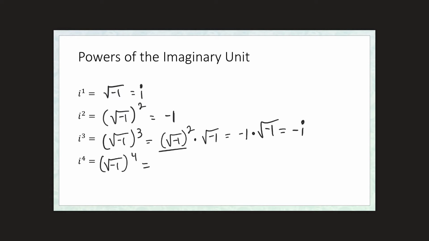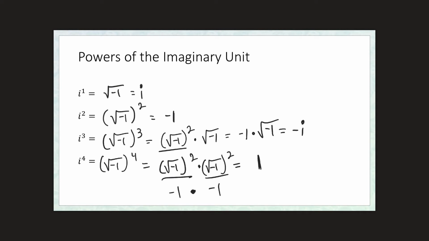Well, I can break this up into two problems. Watch, I can break this up into the square root of -1 squared times the square root of -1 squared. And I know that each of these is -1. Once we square this first part here, that becomes -1. Once we square the second part here, it becomes -1. And you multiply these together, -1 times -1, that equals +1.